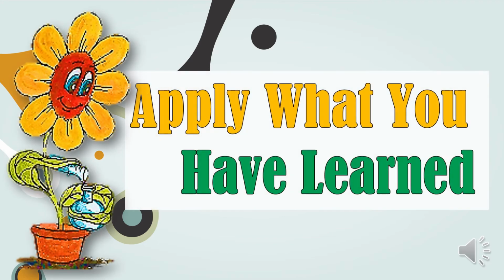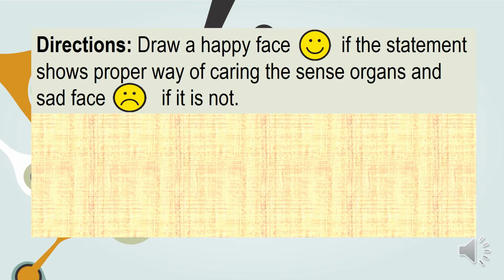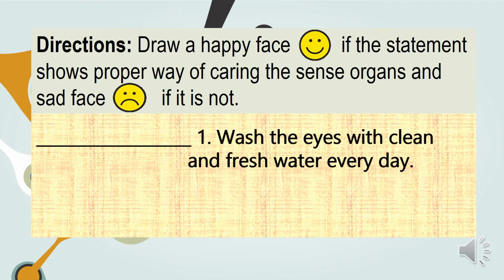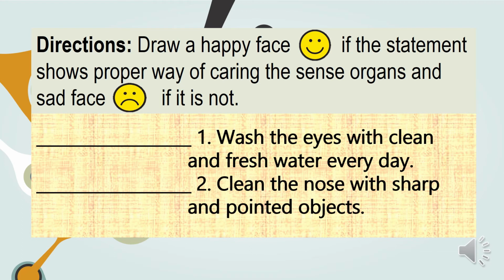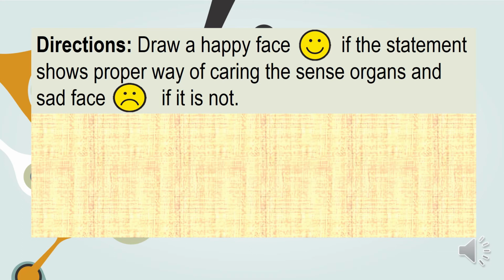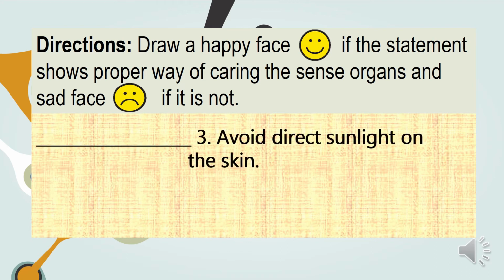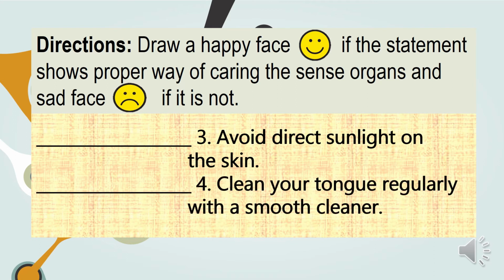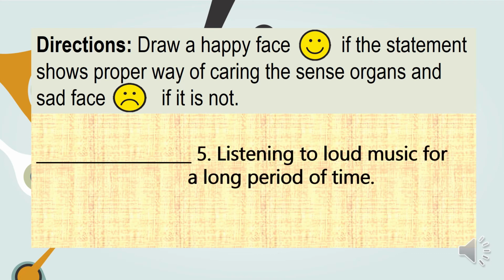Let's now apply what you have learned. Directions. Draw a happy face if the statement shows proper way of caring for the sense organs, and sad face if it is not. 1. Wash the eyes with clean and fresh water every day. 2. Clean the nose with sharp and pointed objects. 3. Avoid direct sunlight on the skin. 4. Clean your tongue regularly with a smooth cleaner. And 5. Listening to loud music for a long period of time. Happy face or a sad face. Learners, you can just pause the video for a while for you to accomplish the task.